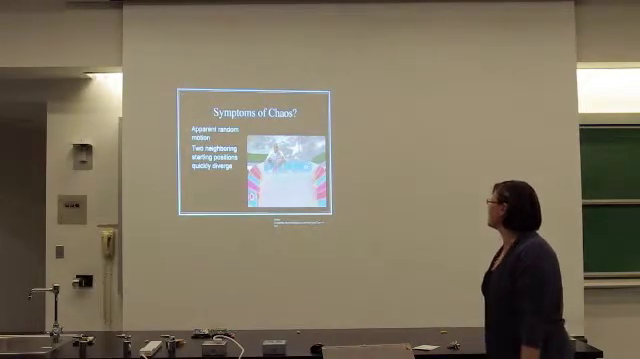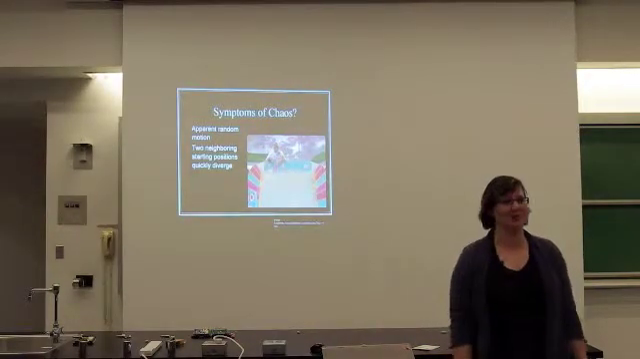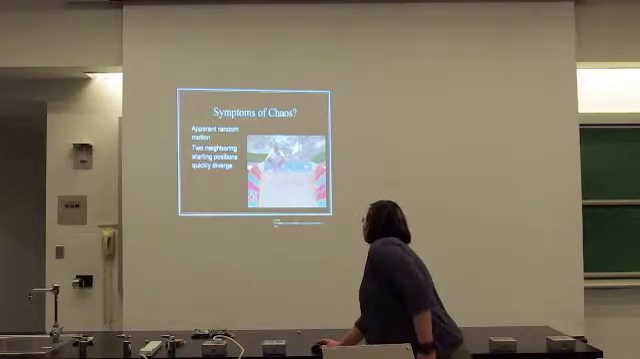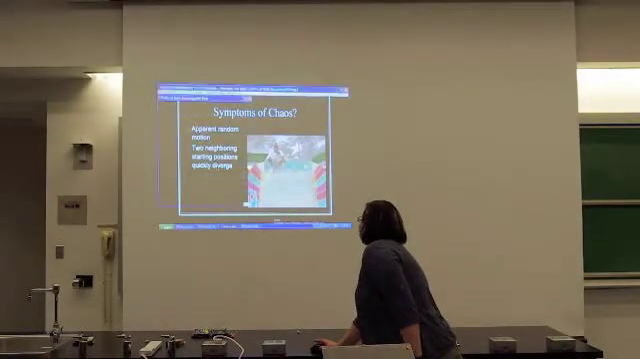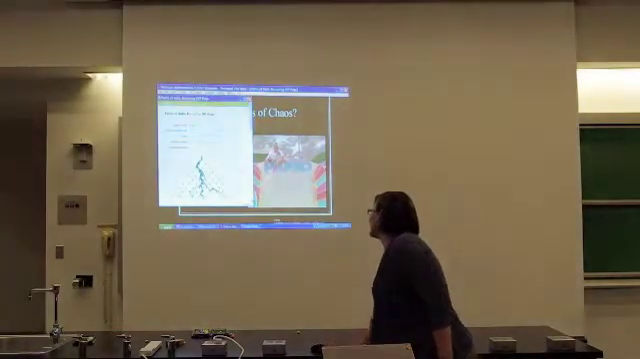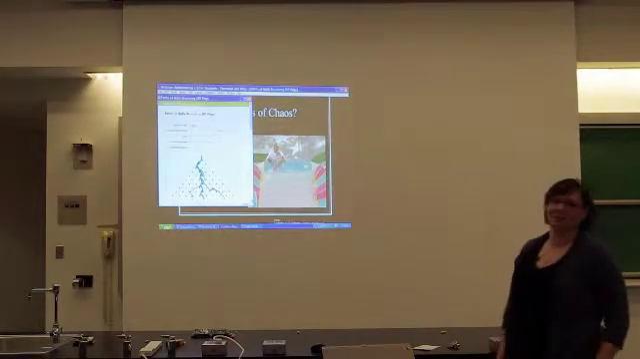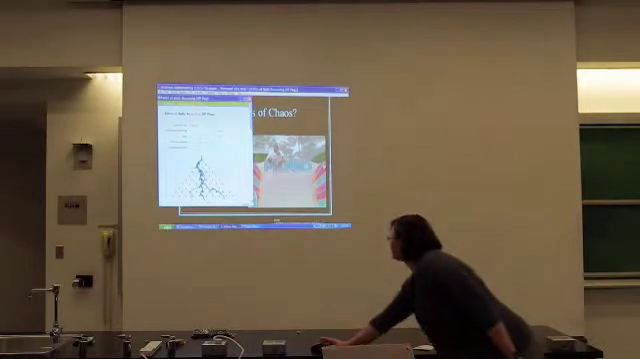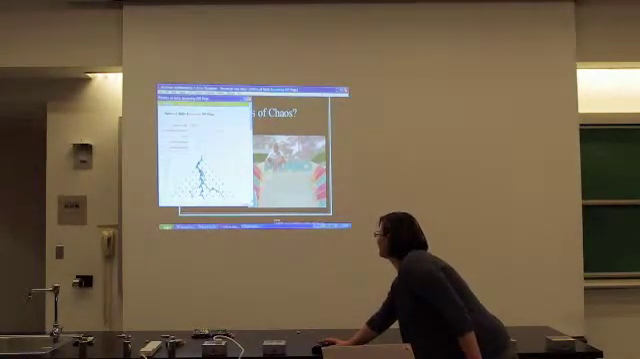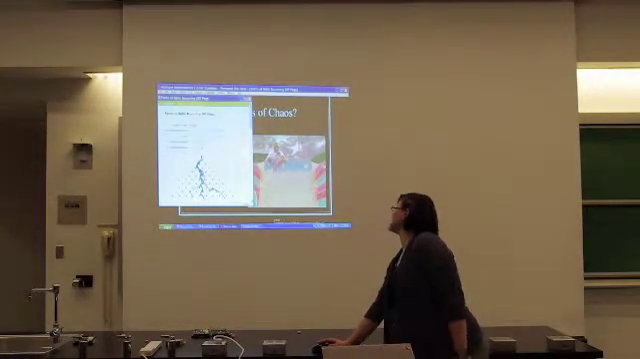Also, two neighboring positions quickly diverge. So this is another symptom of chaos. So if you think about the game Plinko, here's a demonstration that shows something like the Plinko game, where you have three balls. So here they are, and they all enter the Plinko board at almost exactly the same spot.